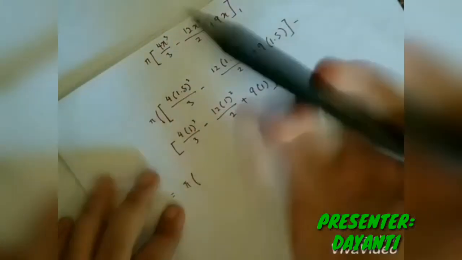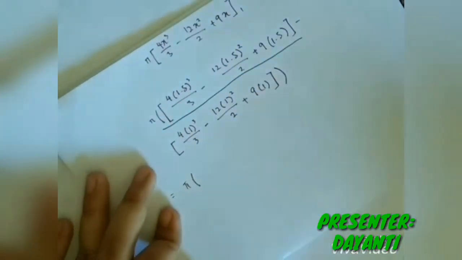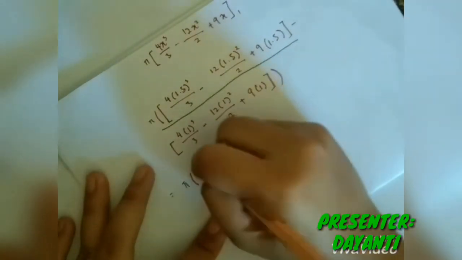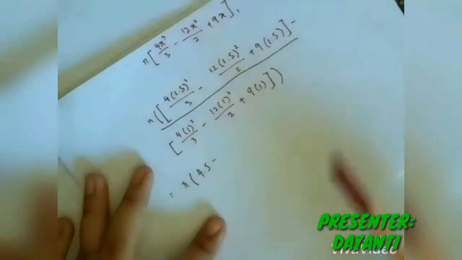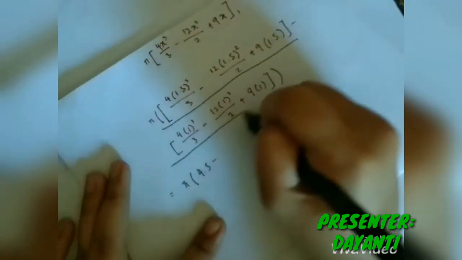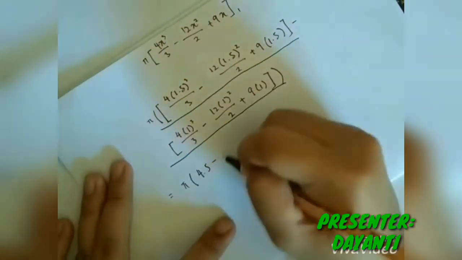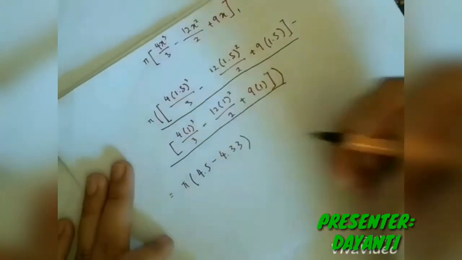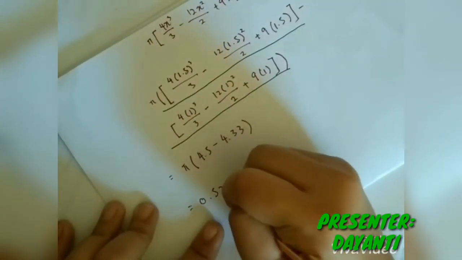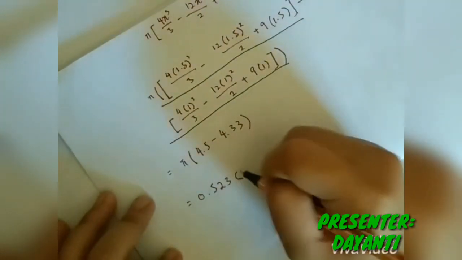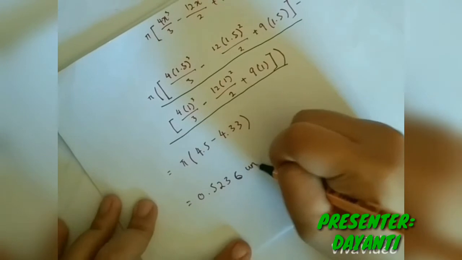And the answer for this are 4.5, and the answer for this, when we solve on calculator, are 4.33. Okay, and the answer for this is 0.5236 unit cube.